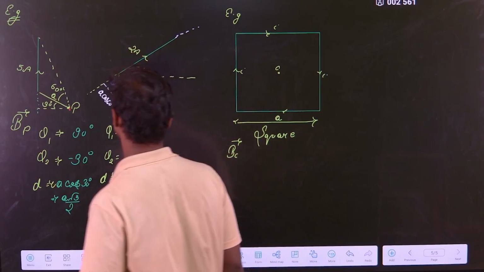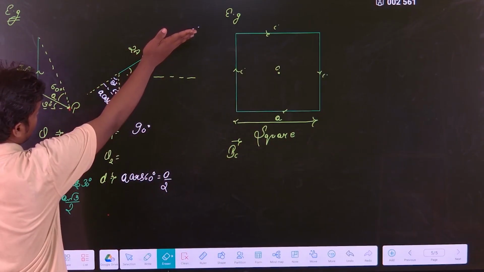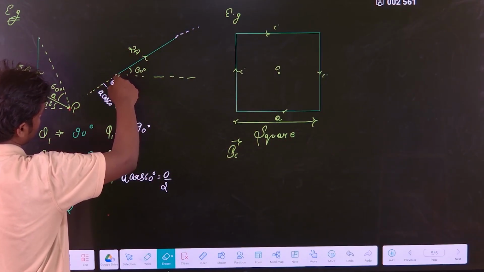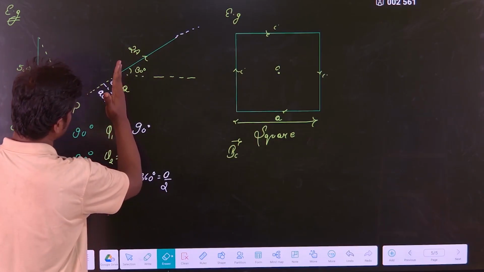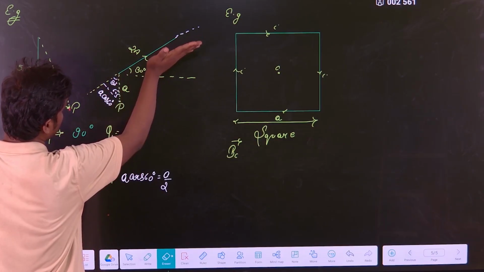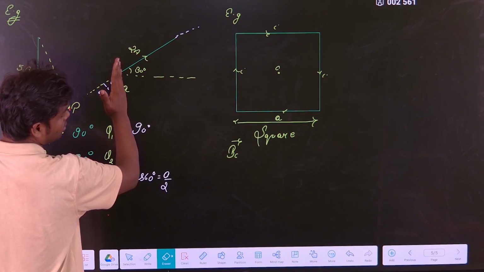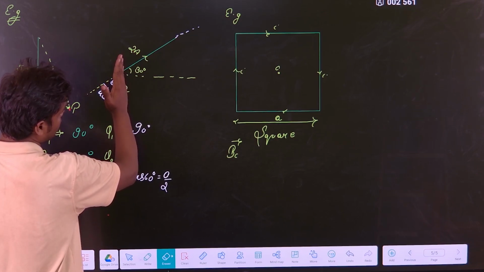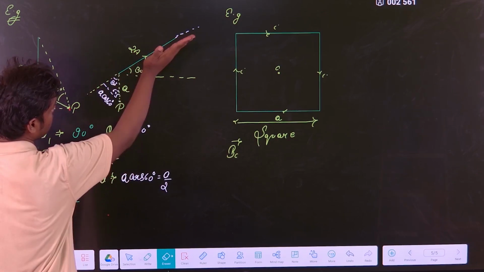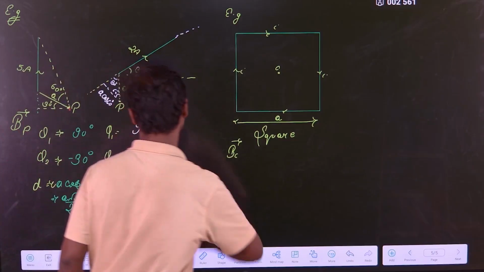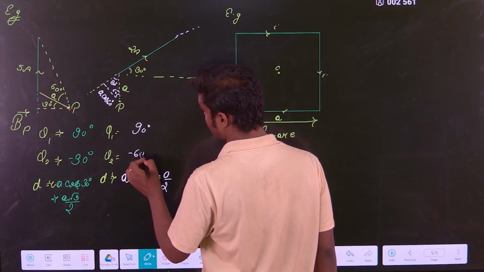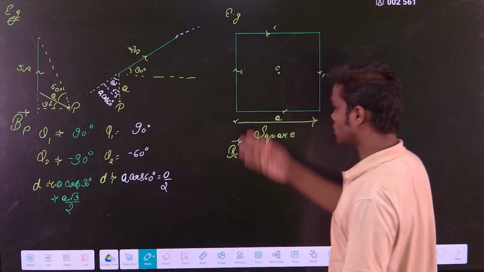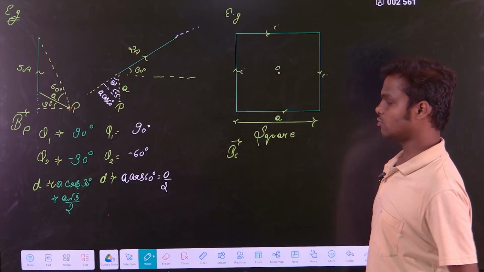Those who are not able to understand, theta 1 will be 90, and for theta 2, from this point you have to calculate the angle at this point, correct? Are you getting my point? So this angle will be how much? This angle will be 60. Sorry, this angle is 60, this angle is 90, so this angle is 60, but it is in the same direction, so I will write minus 60, correct? So this is how you will calculate theta 1, theta 2 and d.